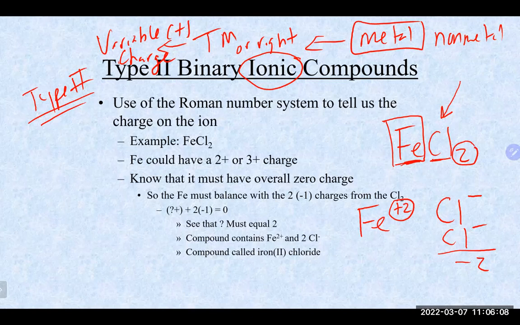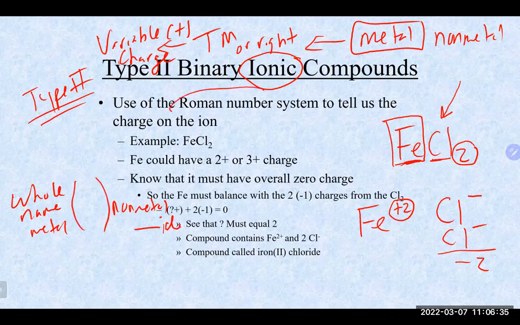positive guy. And once you have the charge on the positive guy, we name it pretty much identical to how we name type 1, except that we use a Roman numeral to indicate the charge on the metal. So we still use the whole name of the metal. We still name the non-metal with the IDE at the end. The additional thing is we do use a Roman numeral here in parentheses to indicate the charge.